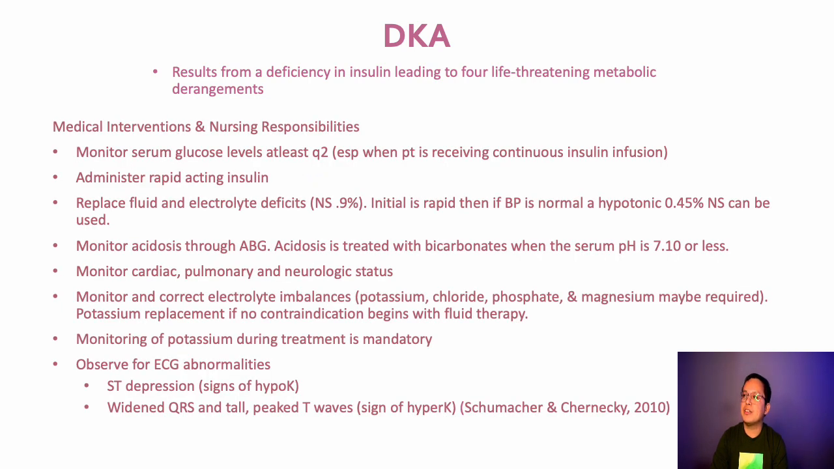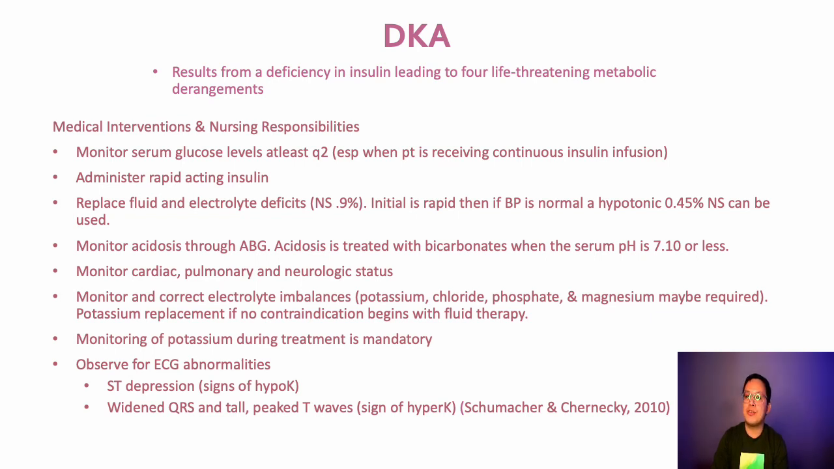Medical interventions and nursing responsibilities. Monitor serum glucose levels at least every 2 hours, especially when patient is receiving continuous insulin infusion. So the only insulin that can be administered via infusion is regular insulin. Okay, administer rapid acting insulin if required. So replace fluid and electrolyte deficits, NS 0.9%. Kasagaran na mong gamiton. Initial is rapid, then if BP is normal, a hypotonic 0.45% NS can be used.